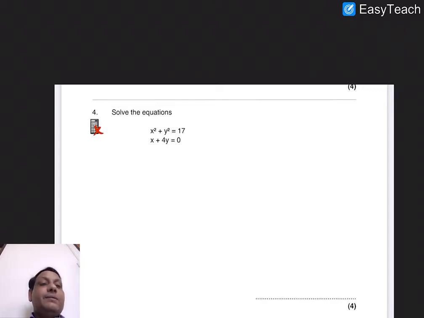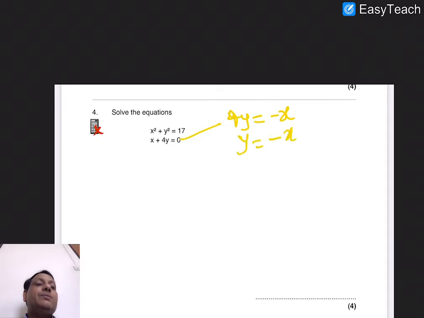So from here we are getting, once again, from equation number 2, 4y is equal to minus x. So y is equal to minus x over 4. Let this be equation 1. And the second equation we have already here: x square plus y square is equal to 17, right? So now this is equation number 2.